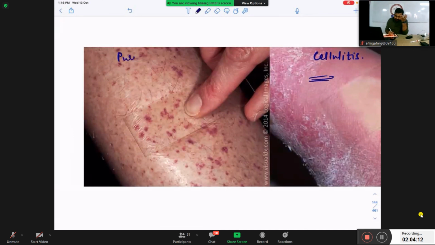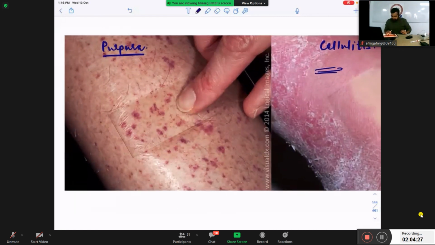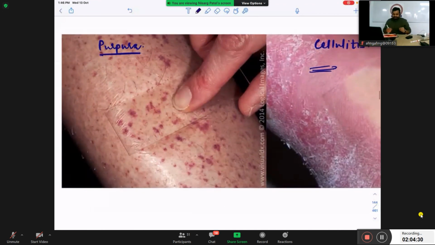Whereas this is purpura, because it is less than 1 centimeter. What is the larger form of subcutaneous bleeding? Ecchymosis. Purpura versus ecchymosis. So what will I do? I will press this lesion, because in purpura the skin has deposition of hemosiderin or iron content of the blood. So it will not expand.